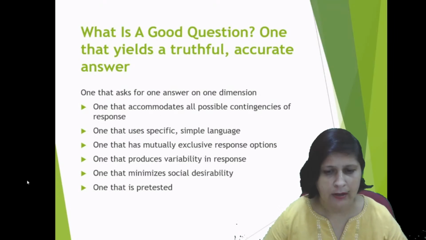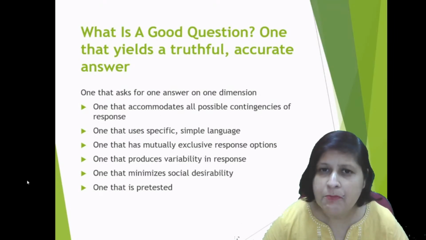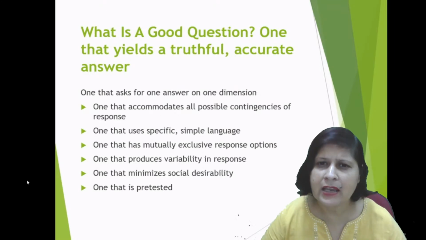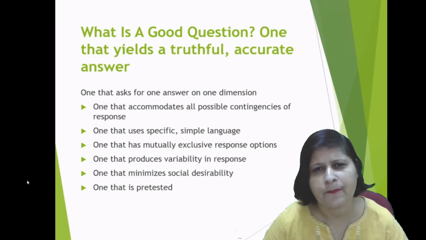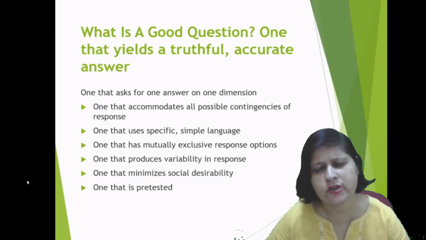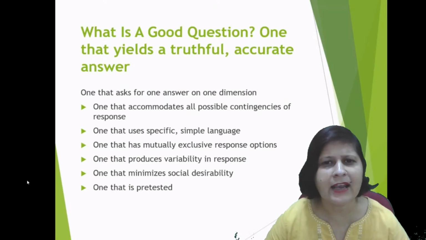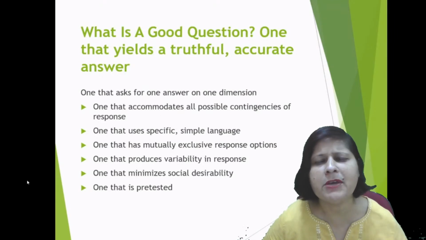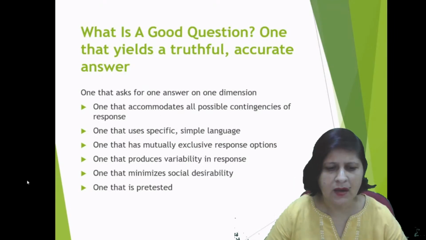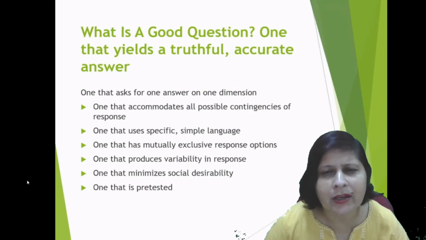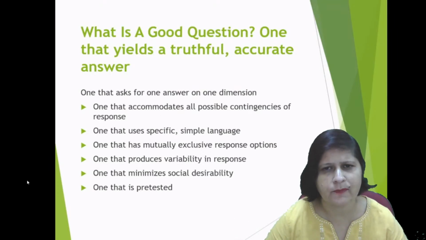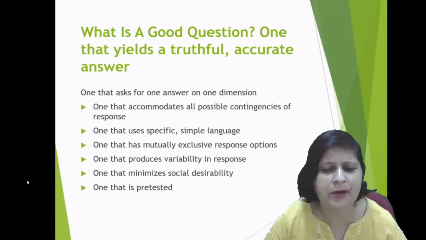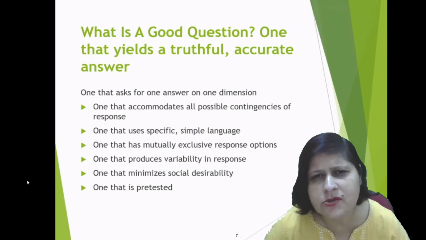Your options should be mutually exclusive. Agree, disagree. Strongly agree, strongly disagree. Neither agree nor disagree. Choose one. It should be mutually exclusive. One that produces variability in response. Ask the questions in a way that produces variability in response.